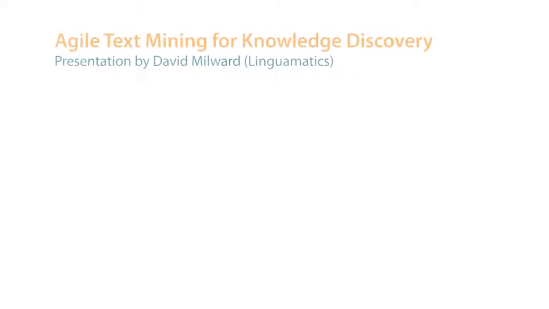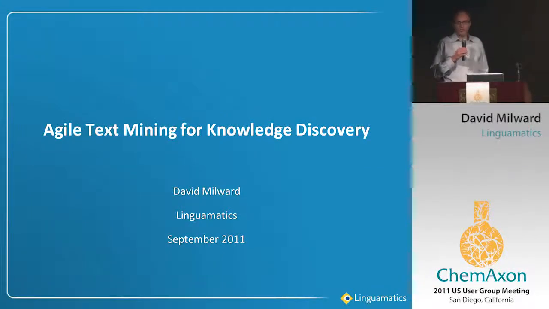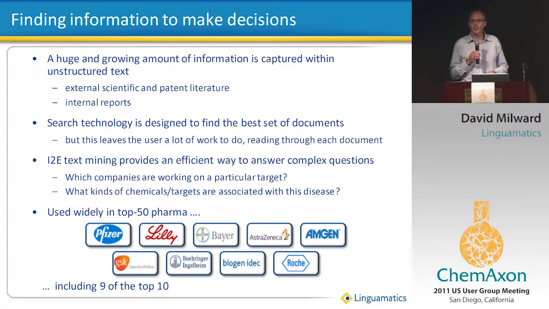Okay, so today I'm going to try to very quickly give you a flavor of Agile text mining. Despite quite a lot of very good efforts, there's still a huge amount of information in unstructured text. That's sometimes a fully unstructured text document, but often it's unstructured fields in Excel spreadsheets or in databases. There's the external scientific and patent literature, but also internal reports.